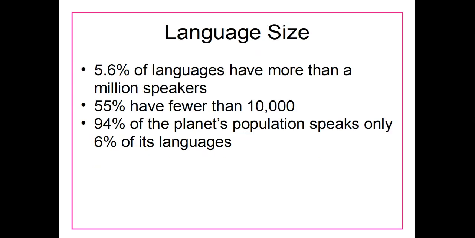Not all of these languages, of course, are the same size or in the same situation. About 5.5% of these languages have more than 1 million speakers, which means that something like 95% of them have fewer than 1 million. And 55% of languages actually have fewer than 10,000 speakers. And then 94% of the world's population speaks 6% of its languages. So despite having such a wide variety of languages, a lot of the speakers are concentrated in just a few of them.